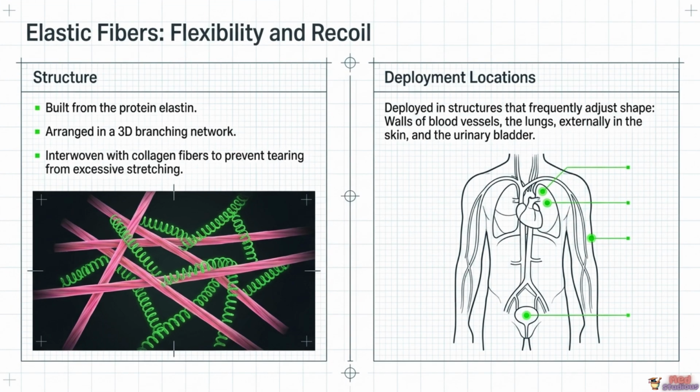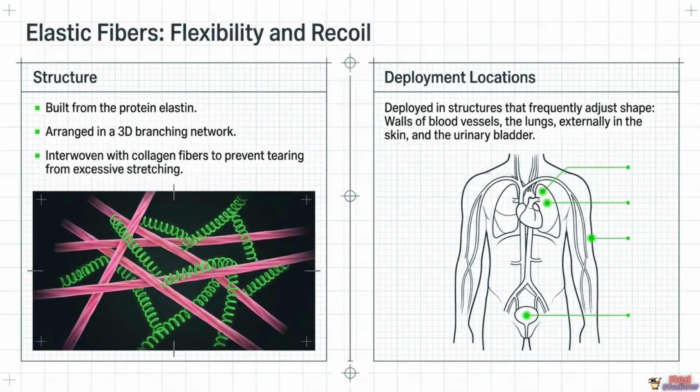Our next structural component is the elastic fiber, the element responsible for flexibility and recoil. If collagen provides the tensile strength to resist pulling, elastic fibers ensure the tissue can snap back to its original shape. Structurally, these fibers are built primarily from a highly resilient protein called elastin. Rather than running in simple parallel lines, elastic fibers are arranged in a complex three-dimensional branching network. Crucially, they do not act alone.